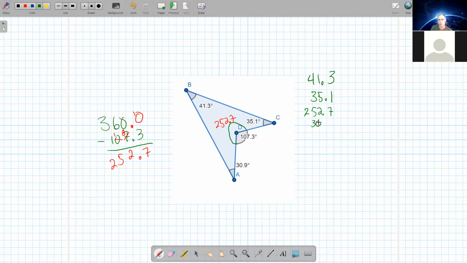252.7 and then 30.9. So 7, 8, 9, 10, 0, carry 2, 3, 5, 10, 0, carry the 1, 5 and 5 is 10, and 3 and 3 is 6. That's a 16, carry the 1. Hey, it adds up to 360. Okay, so I have now done like 3 or 4 shapes, 5 shapes. All these quadrilaterals have an interior angle sum of 360. So I think it's getting pretty clear that it's got to be.